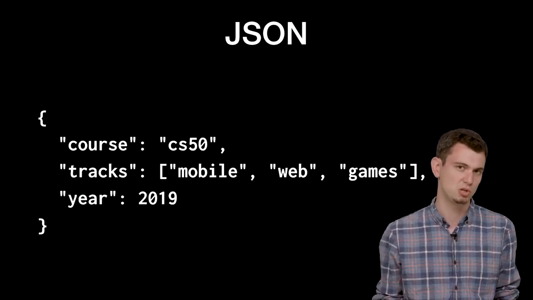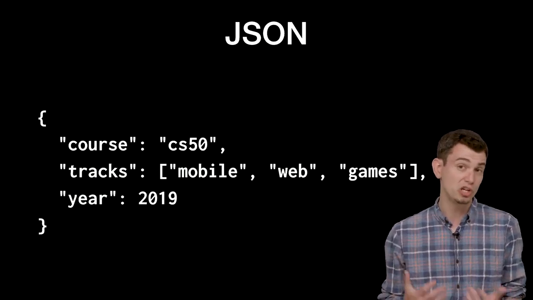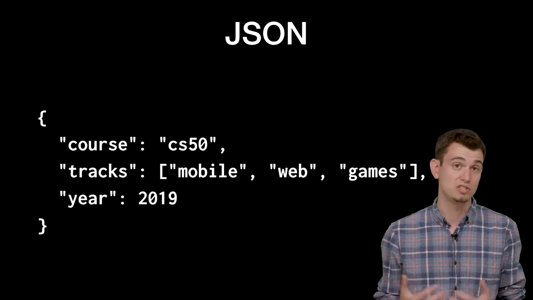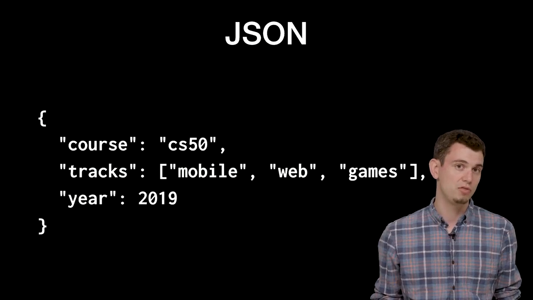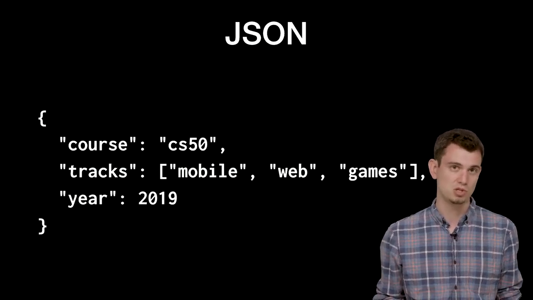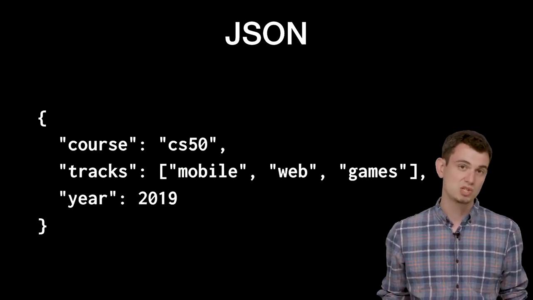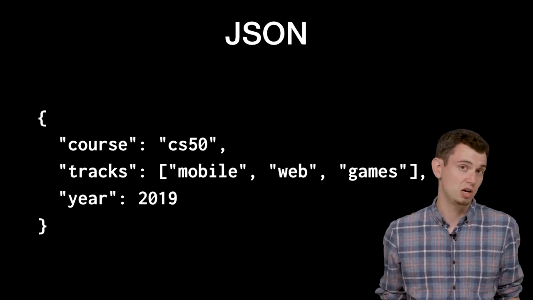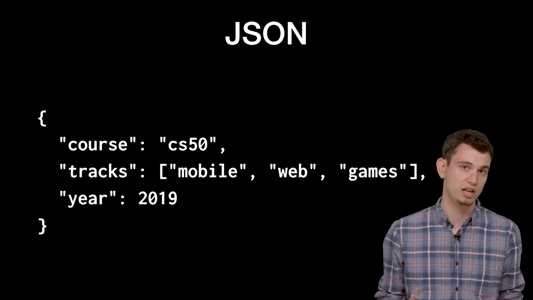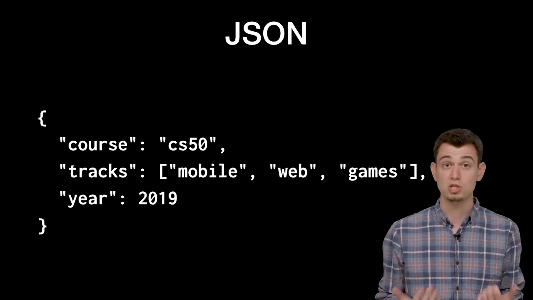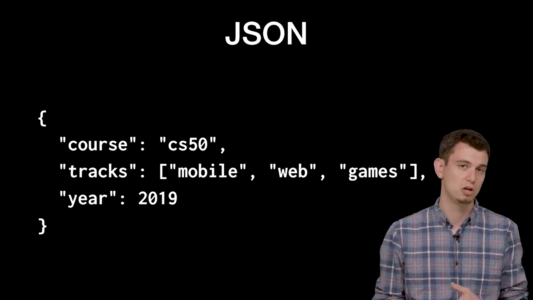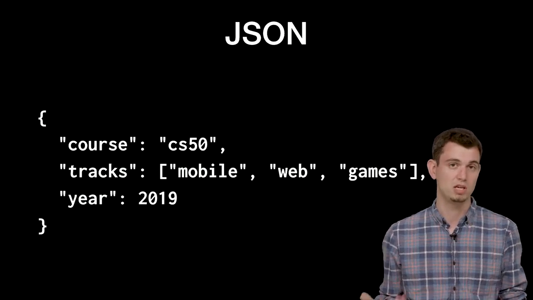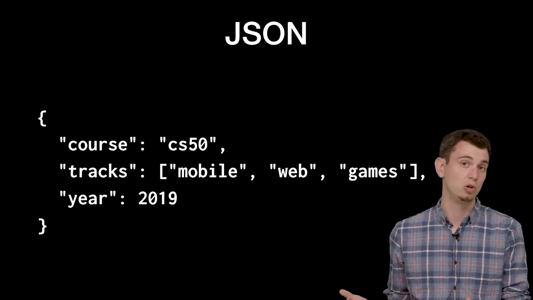So here's what JSON looks like. You'll notice it looks a little bit like a Swift dictionary, and that's no accident. JSON will start off with this curly brace and end with this closing curly brace, and everything inside of that is basically a dictionary. So we have keys over here on the left. In this case, we have 3 string keys, one called course, one called tracks, one called year. Then a colon to separate the key and the value, and after the colon is the value.